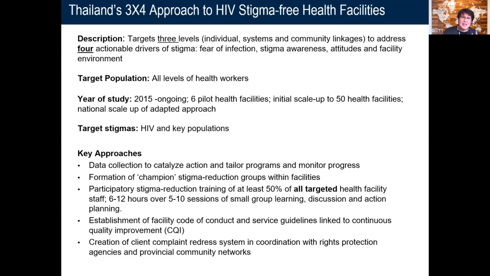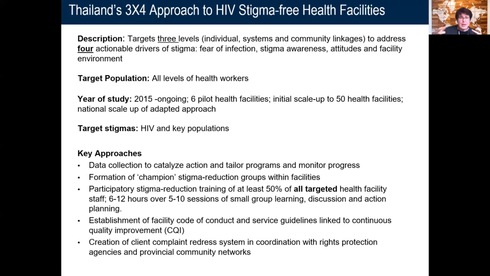It's Thailand. They call it their 3x4 approach to stigma-free health facilities, and they're targeting 3 levels within the health facilities: the individual health workers, the systems, and then linkages with the community to address 4 actionable drivers. So those are the actionable drivers I talked about earlier in the model. They're, again, targeting all levels of healthcare workers, recognizing that all interactions in a healthcare facility matter. This started with a pilot. There was an initial scale up to 50 facilities, and now they're going to national scale, and they've done some adaptation, and they have a lot of learning along the way about what happens when you take something that works at a small level and try to scale it up nationally.